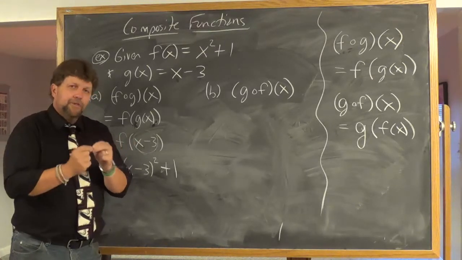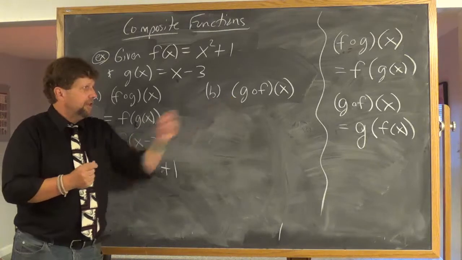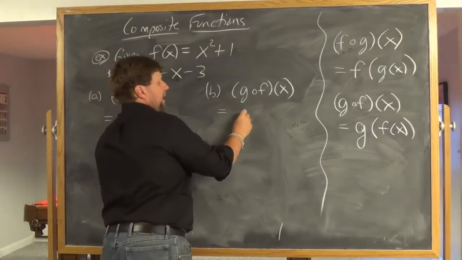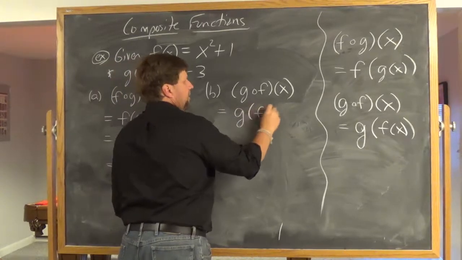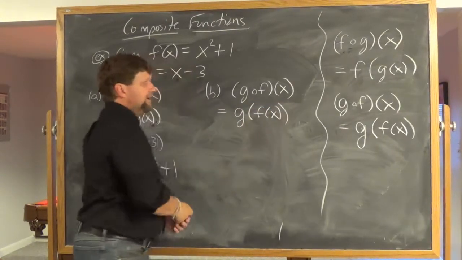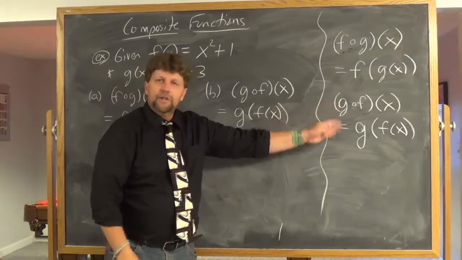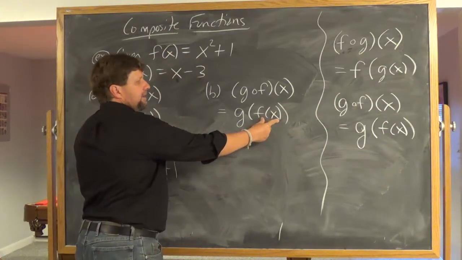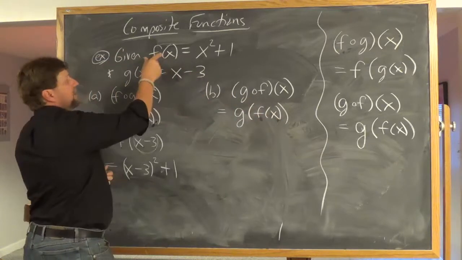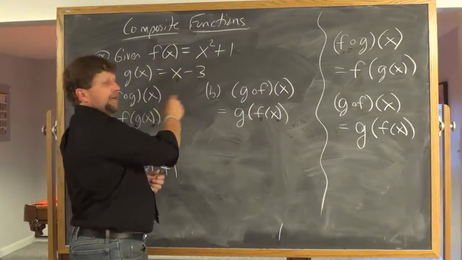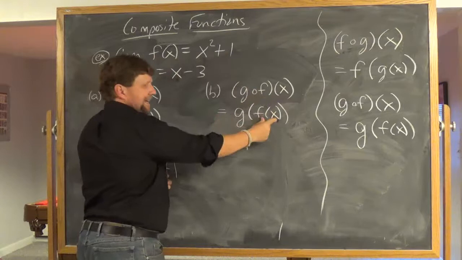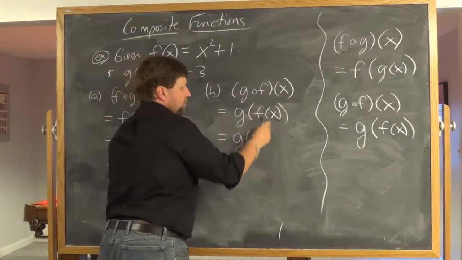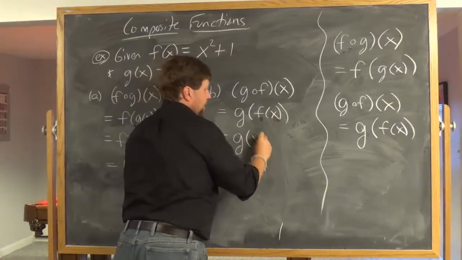I tell people the first thing to do when you see g composed with f of x is just to rewrite it as g of f of x. It's using the definition that you will see. And now, what is f of x? f of x is x squared plus 1. So go ahead and put x squared plus 1 in place of f of x.